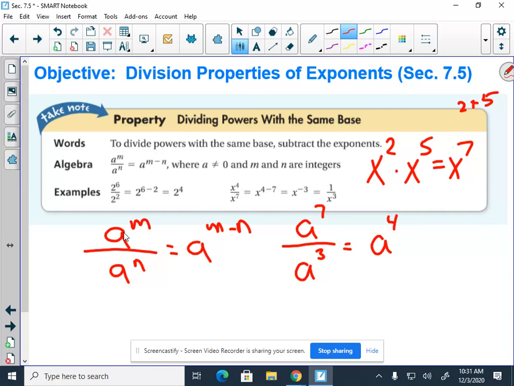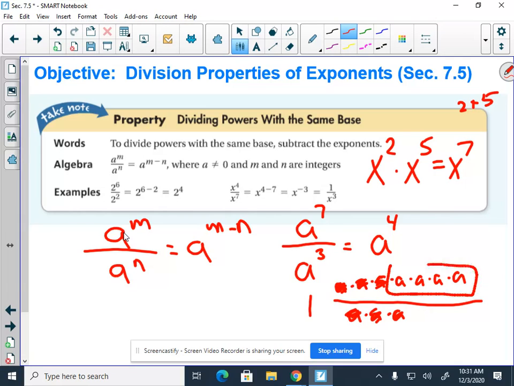Now here's why. That a to the 7th would mean a times a 7 times. A to the 3rd would mean a times a times a. An a in the top divided by an a in the bottom gets us 1, and this happens three times. That leaves us 4 a's being multiplied. Those 4 a's are why we have a to the 4th.